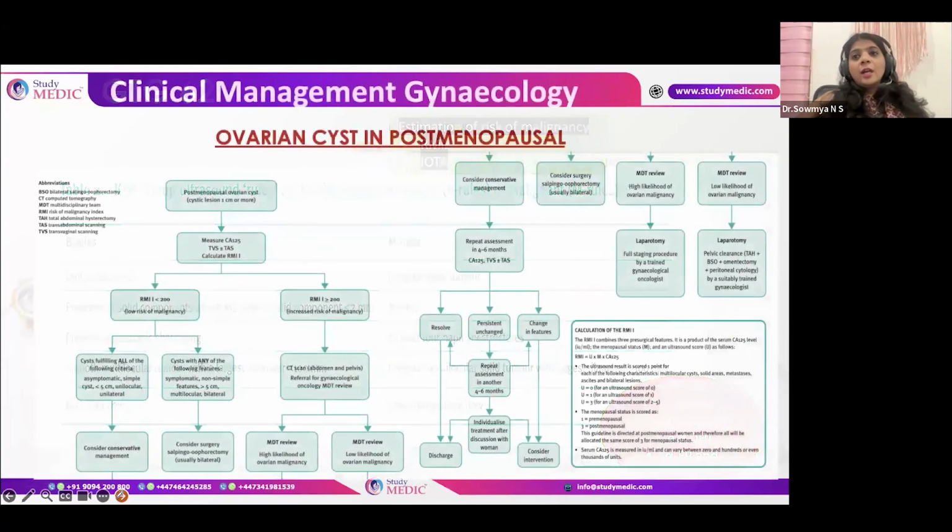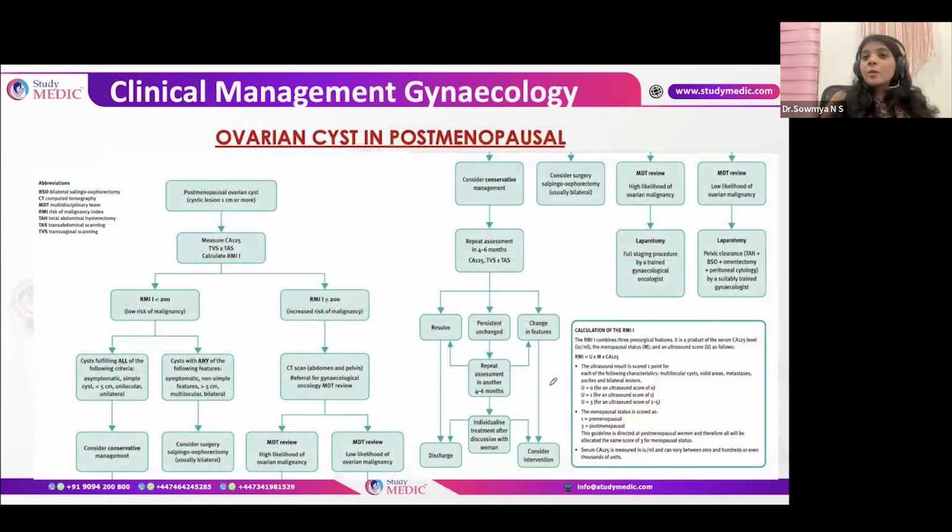Okay. Now, postmenopausal. More than 1 centimeter only, you will be considering this as ovarian cyst. If you see ovarian cyst, measure CA125 first and TVS with or without transabdominal scan. And then you calculate the RMI. Less than 200, probably less chance. So you will look into what type of cyst it is. Asymptomatic, simple, less than 5 centimeters, and no other problems, you can go for a conservative management.